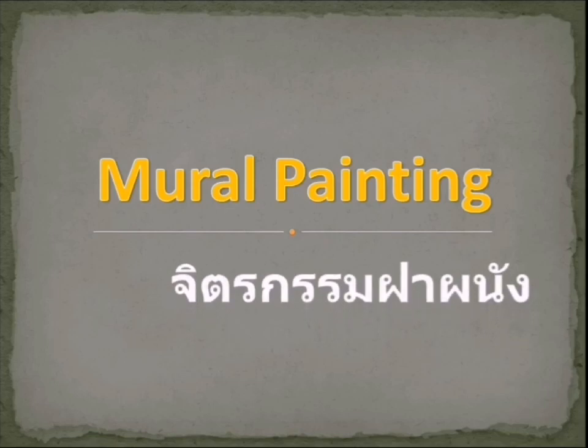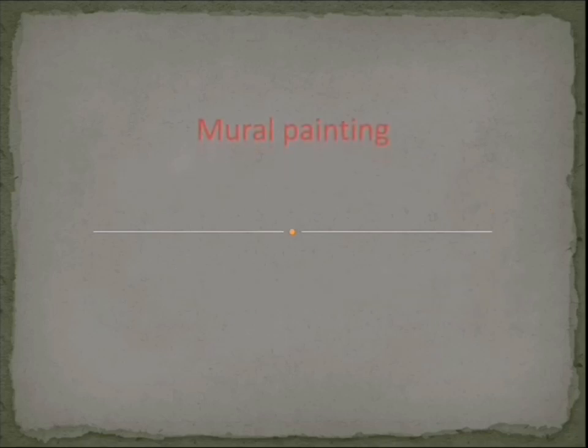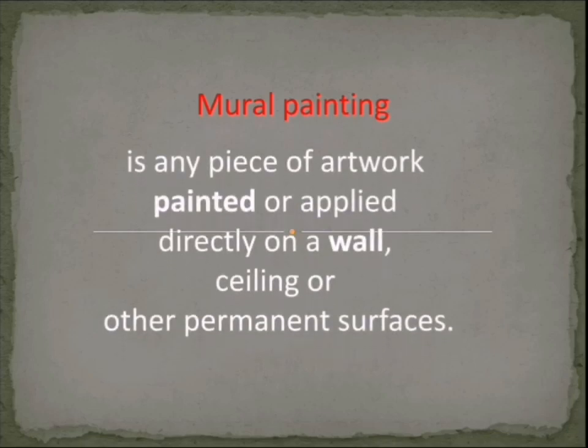So mural painting in Thai means, okay. So let's try to define what is a mural painting. Mural painting is any piece of artwork painted or applied directly on a wall, ceiling, or other permanent surfaces. So we can see mural paintings on the wall, on the gate. We can even see mural paintings when we go to the temples in Bangkok. There are many mural paintings that you can see. But I will be giving you examples, so don't worry.